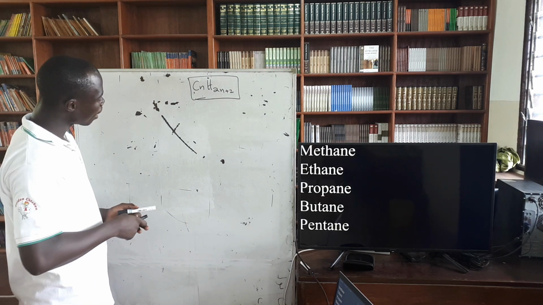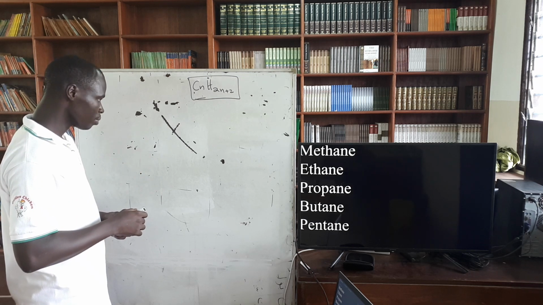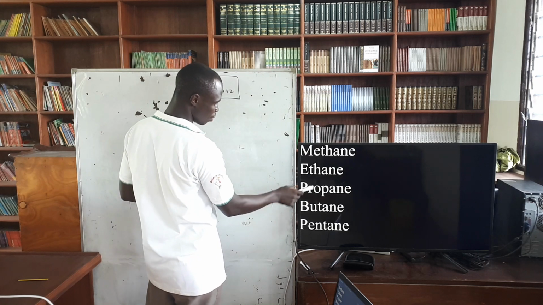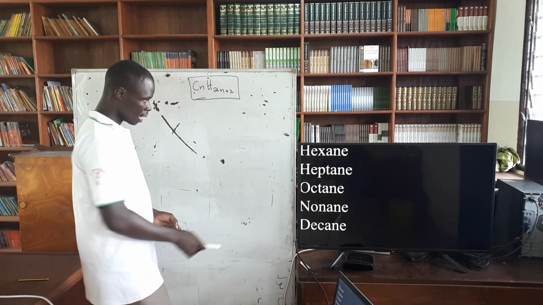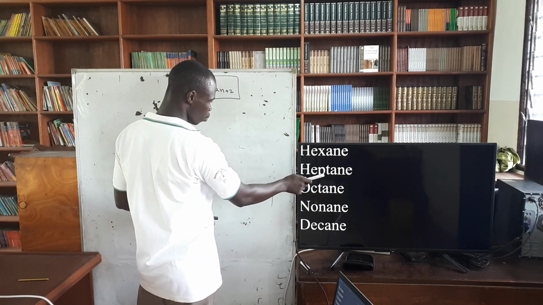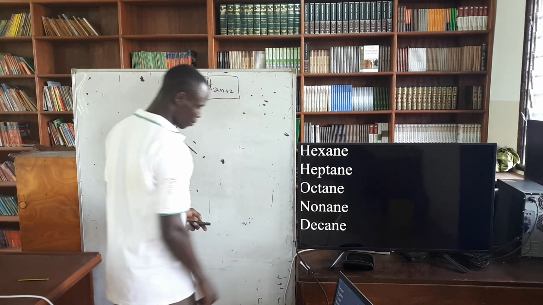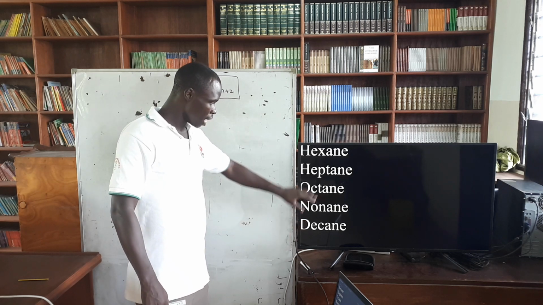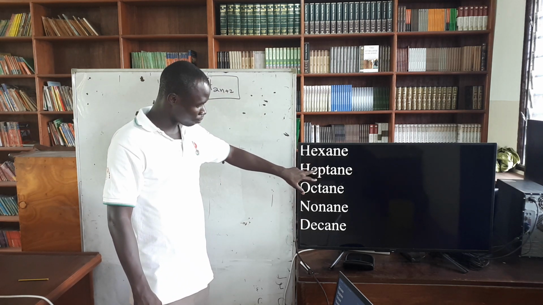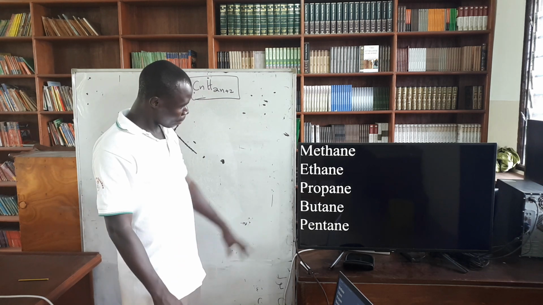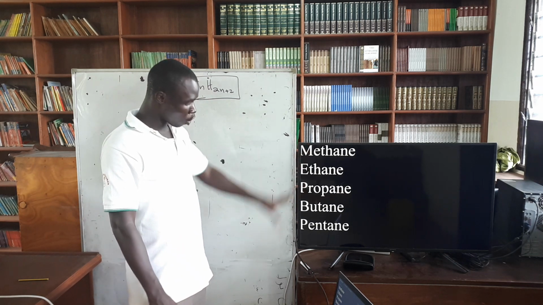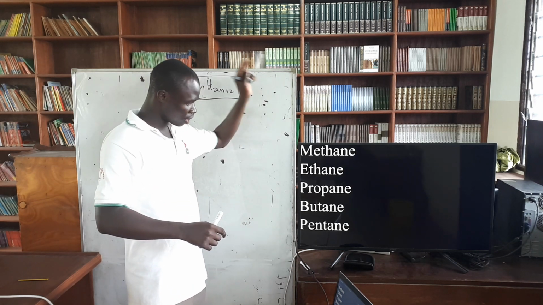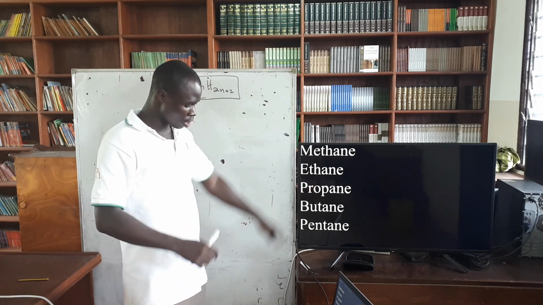Now, methane has got one carbon. This is number 1, number 2, number 3, number 4, number 5. Has got 6, has got 7, has got 8, has got 9, has got 10. Now, which means decane has got 10 carbon. Heptane has got 7 carbon. So, methane has got 1, according to how I've arranged them, the number is increasing. Methane has got 1, ethane has got 2, propane 3, butane 4.